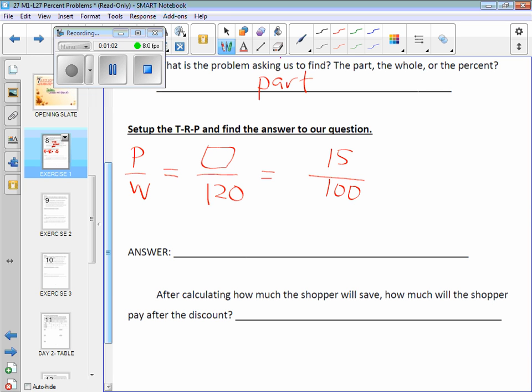Antonio. 15 and 100, they could be made into a single factor. Okay, as is right now, you cannot make a connection. 15 times no whole number will go in evenly to 100. You can't connect between 1 and 120, so you've got to scale down.